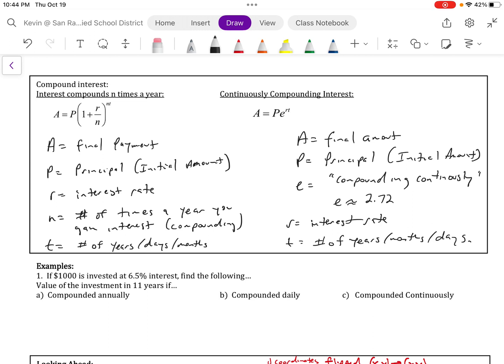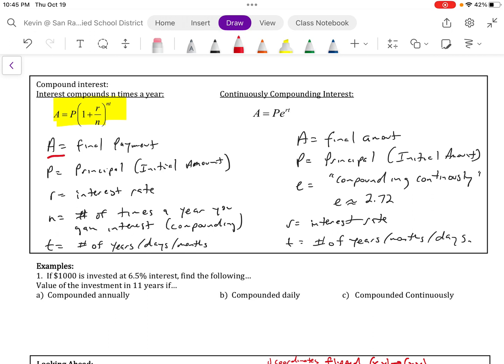So I wrote down here compound interest. So this is interest that compounds n times a year. This is A equals P times a quantity 1 plus r over n, to the nt power. So there's a lot going on there. Let's just make sure we understand what the different pieces are.